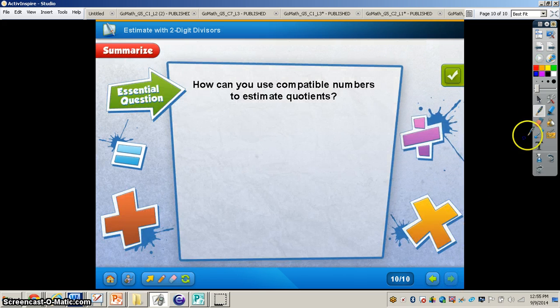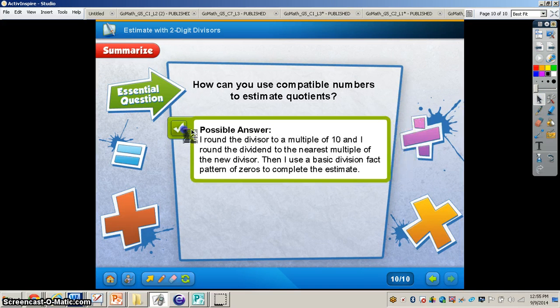And wrapping up the video, we're going to take a look at the essential question. How can you use compatible numbers to estimate quotients? I want you to write this down in your notes. I can round the divisor to a multiple of 10, and I can round the dividend to the nearest multiple of the new divisor. Then I can use a basic division fact pattern of zeros to complete the estimate.